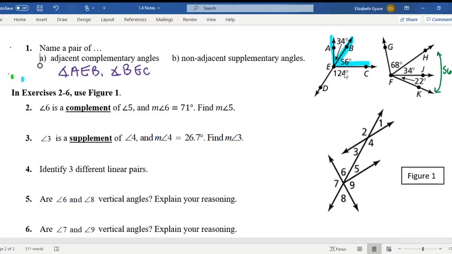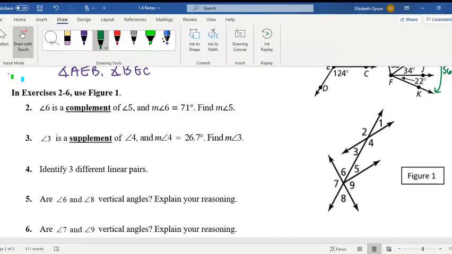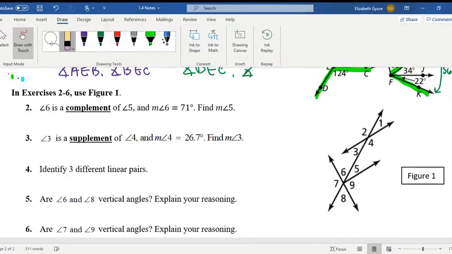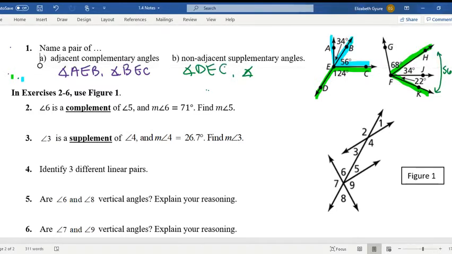So we want to go with this 124 degree angle on this side, and then this one that is 56 degrees on the other side. So that would be this angle here, DEC, and HFK. Those are non-adjacent. So angle DEC and angle HFK.